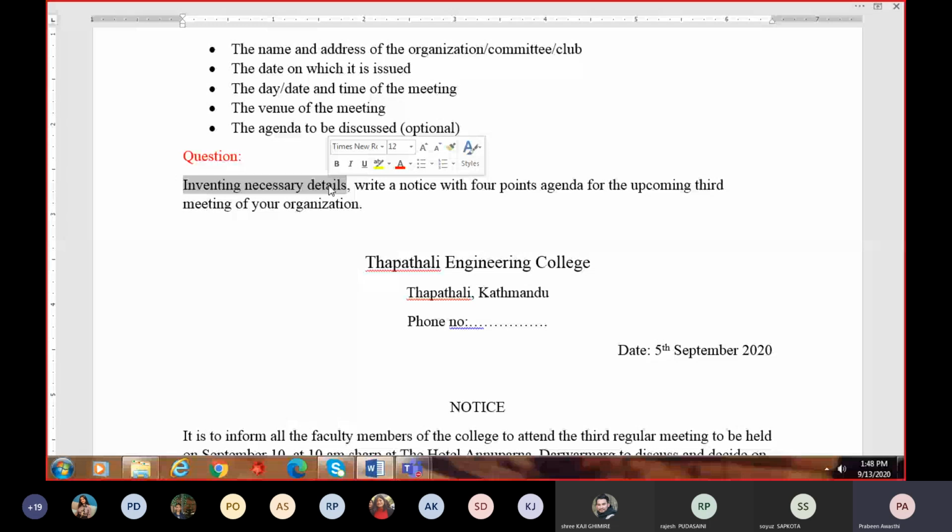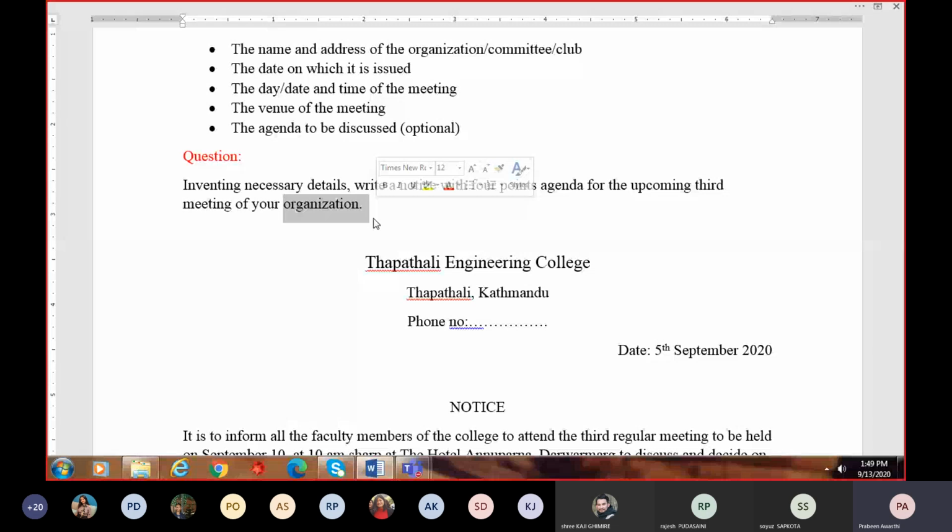for the upcoming third meeting of your organization. Or here can be organization, sometimes here can be any social club, right? That can be anything. So here, if it is any social club, then you should think of the name of the club as well. You can write any name, no problem with that. For example, Thapathali Youth Club you can write, or something like Red Cross Society, no problem with that. But you should think of all the things here.